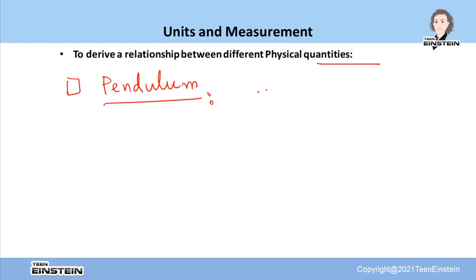You have to find out the time period of a pendulum. You have to write exactly what is the expression for this. Actually, here we are deriving the mathematical expression for the time period by dimensional analysis. So how to do that?